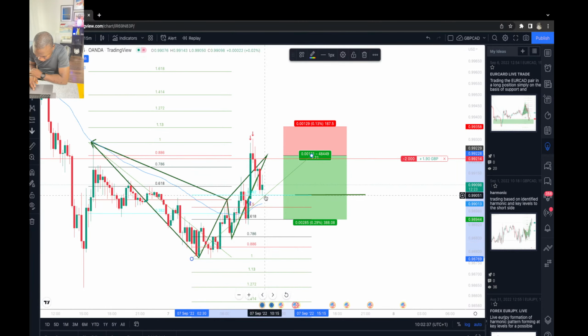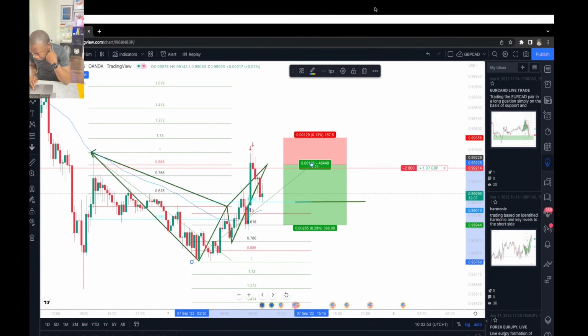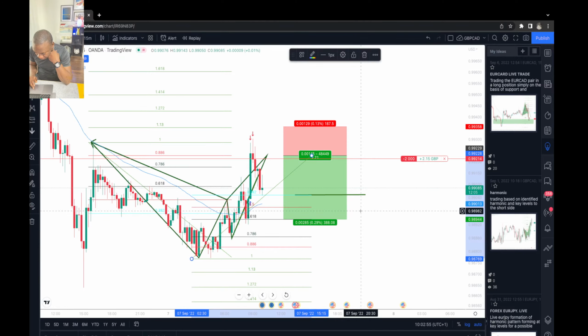Let's hope it goes down again, and let's hope that the 50 period EMA doesn't hinder this little progress. But yeah, this pattern seems to be holding. What's the time now? Still got some time. Let's see what happens.